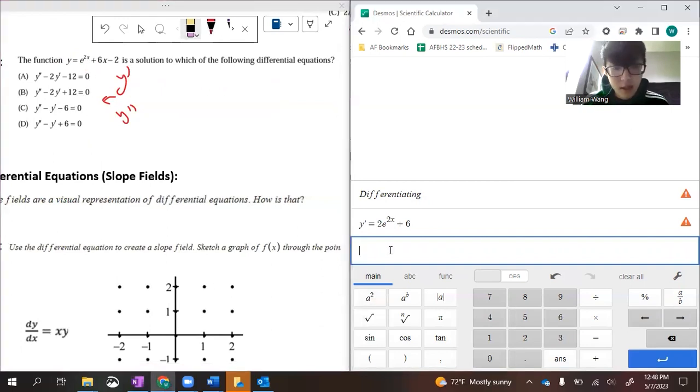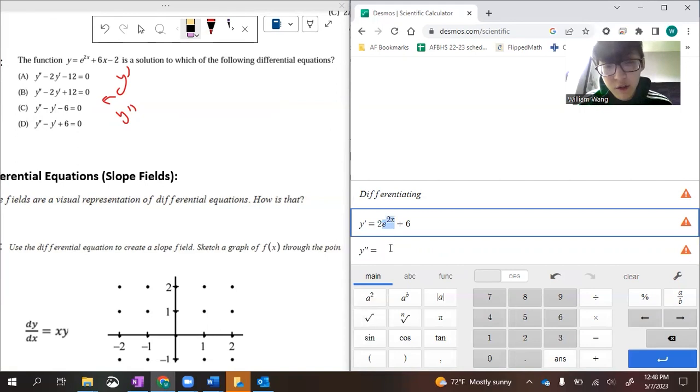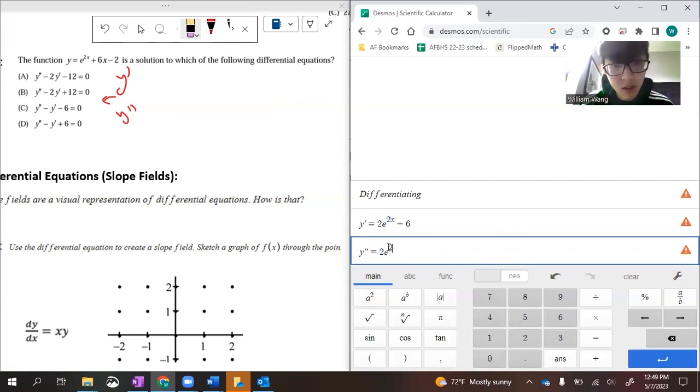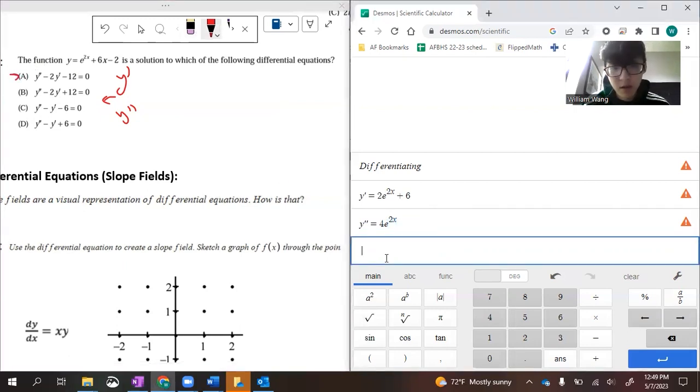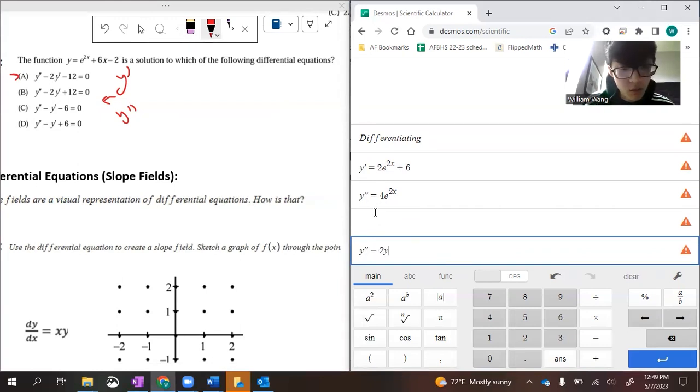Then we take the second derivative because I also need to use that. The derivative of 2e to the 2x would be the same usually, but I have to multiply by 2 again because it's still a chain rule. So it's actually 4e to the 2x, and that is it because the 6 turns to 0. Which one of these equations does this fit into? Let's just try, for example, A. So y double prime minus 2y prime minus 12 equals 0.